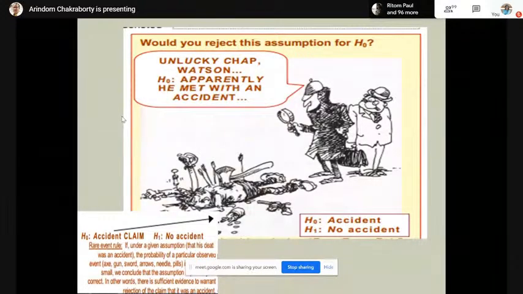Here the null hypothesis was that it was an accident. If I assume it is an accident, then I multiply the probabilities of all the events: what is the probability that 4 bows will hit him, what is the probability that there will be a gun just lying beside him. The probability of every event will be very small, and if you multiply all these probabilities, it will be much smaller, resulting in a small p-value, and that means your null hypothesis is not correct. So we can reject the null hypothesis.